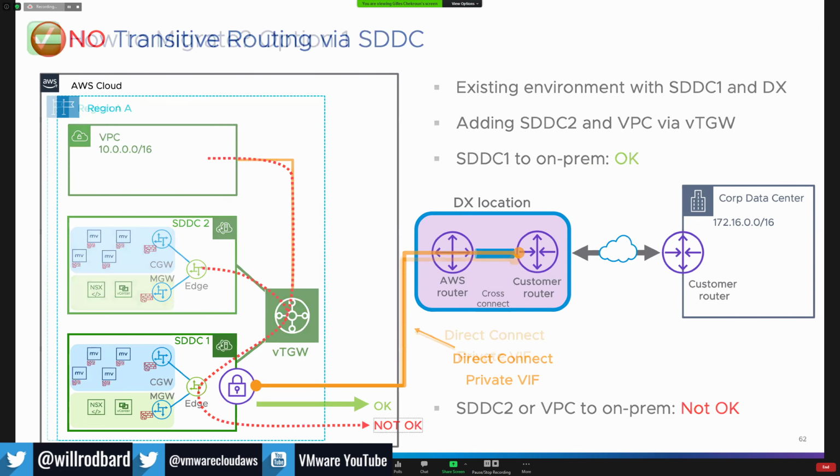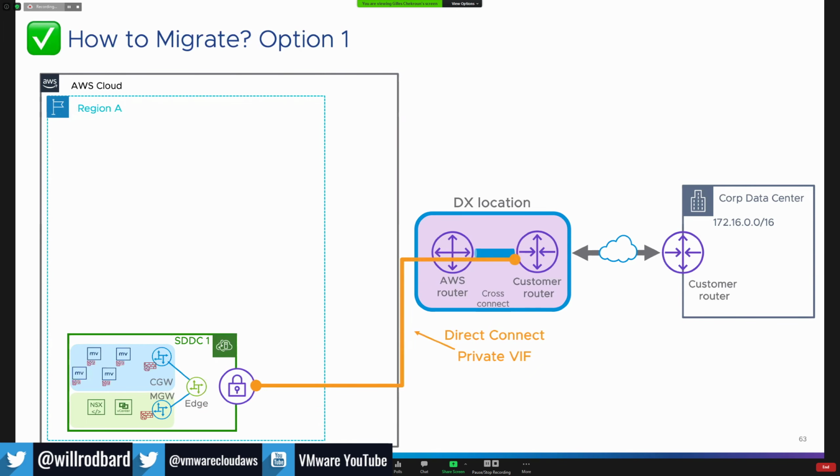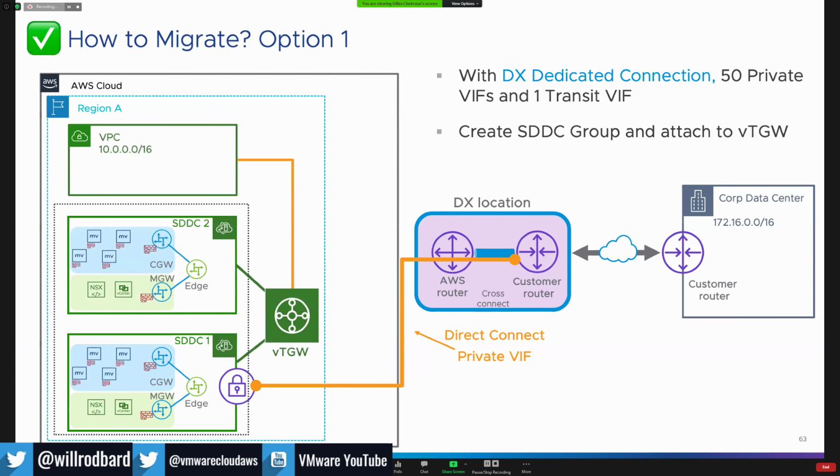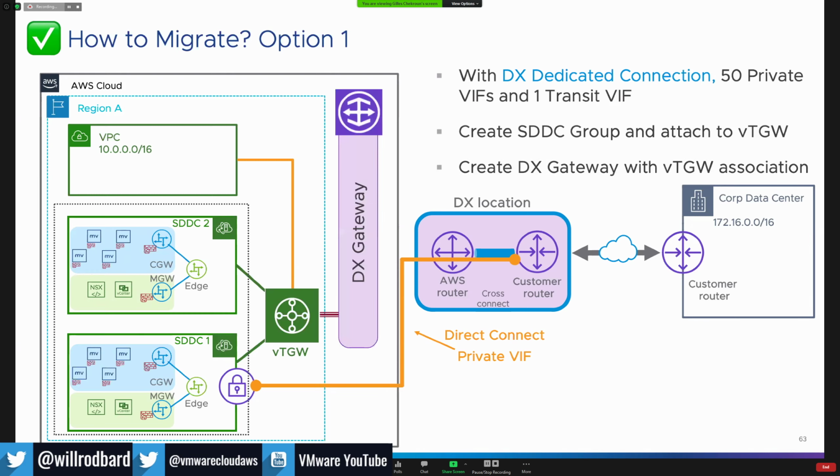So how do we migrate? We have 2 options. Option 1 is we have a dedicated connection. That's great. We have 50 VIFs and 1 transit VIF. So we can leave the direct connect private VIF as it is. We are creating our SDDC group. We are building the VMware Managed Transit Gateway. We create the direct connect gateway, and we connect the transit VIF. Perfect. So now I have connectivity between SDDC2 and SDDC1 via direct connect gateway back to on-prem, no problem.